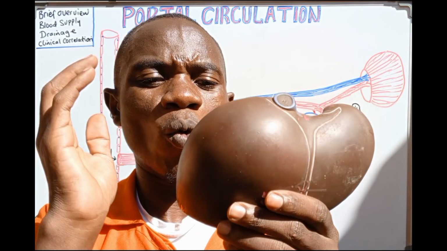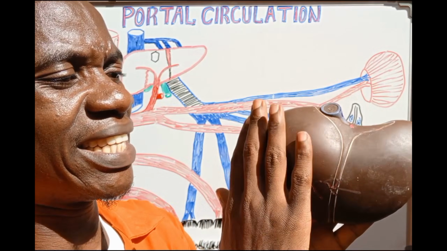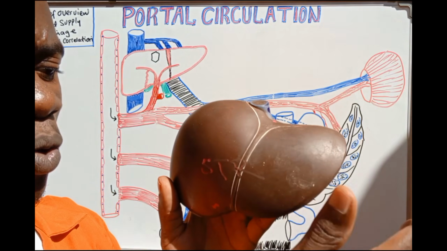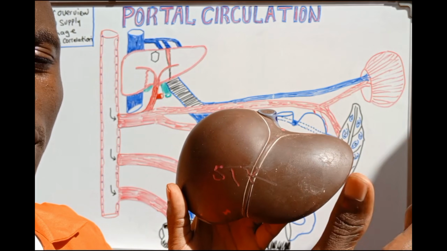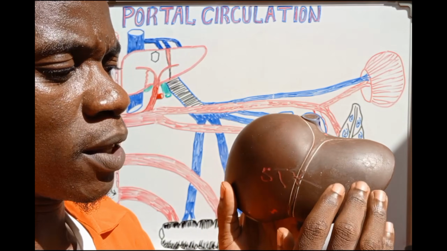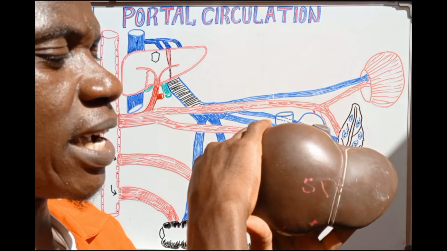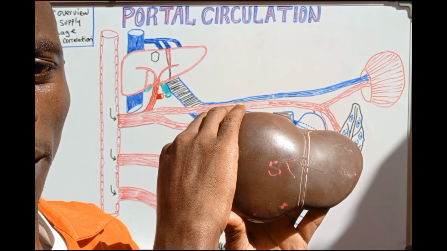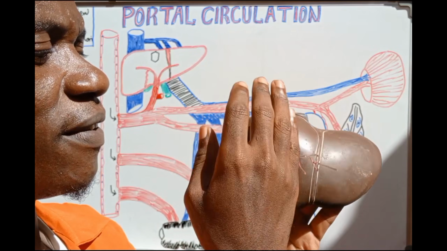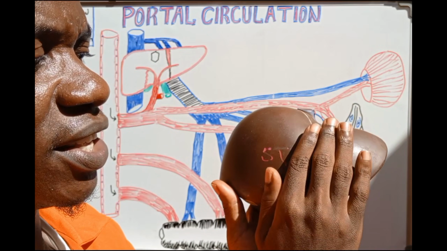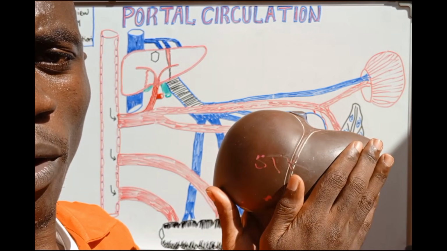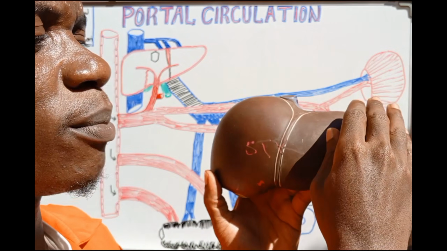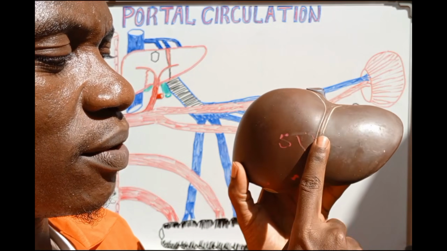When we look at the anterior view of the liver, there are some structures which can be seen. I want to look at the lobes of the liver seen on the anterior view. This portion here is the right lobe of the liver, and this small one here is the left lobe of the liver. Now, the right lobe is separated from the left lobe by a ligament.